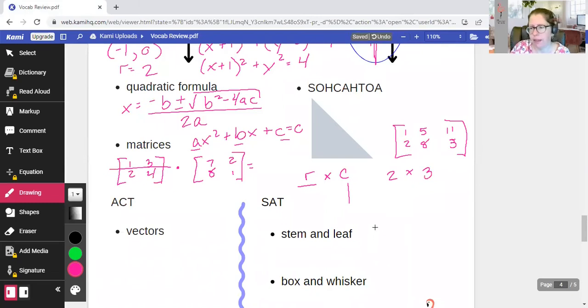All right. And then the rule for matrices when you're doing a certain kind of math is that when you are multiplying them together, you need the columns of the first one to match the rows, the number of columns to match the number of rows in the second one.